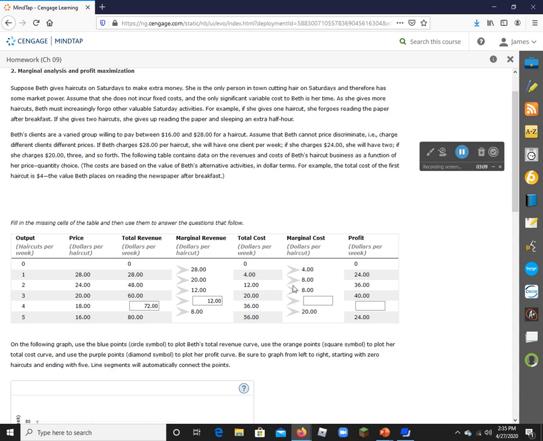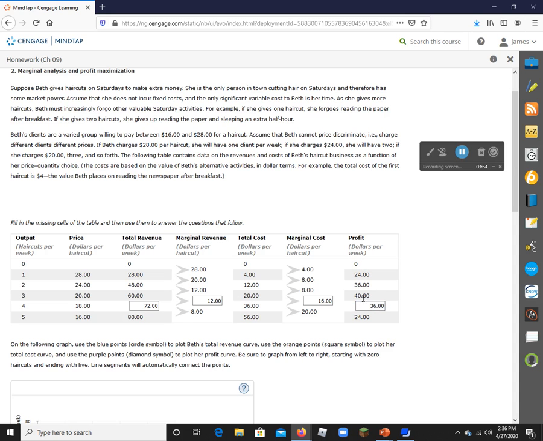Okay. Marginal cost, you can see here. If she does 4 haircuts, her total costs are $36. If she does 3 haircuts, her total costs are $20. So marginal cost of that fourth haircut is an additional $16. And now we'll look at profit. If she does 4 haircuts, she brings in $72 in revenue, but has $36 in total cost. Her total profit here is going to be $36. So we enter that.